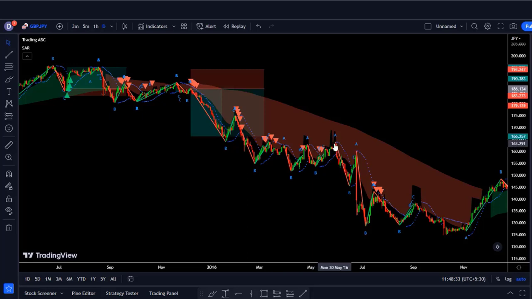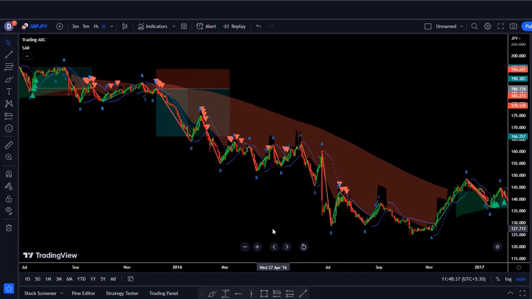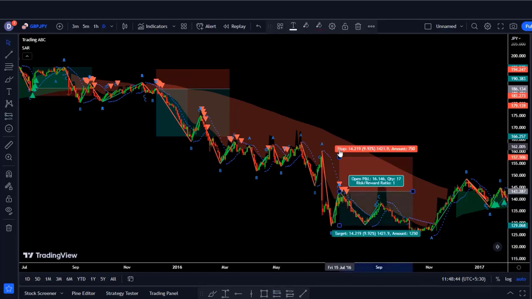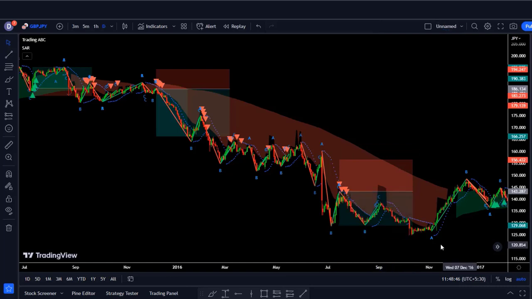After this ABC pattern, our strategy couldn't filter these early signals because after the ABC pattern we got the parabolic dot above the price, so we would enter a short position here for a loss. But shortly after, for this corrected ABC pattern, we could enter at this point, and you can see that it would be a profitable trade.